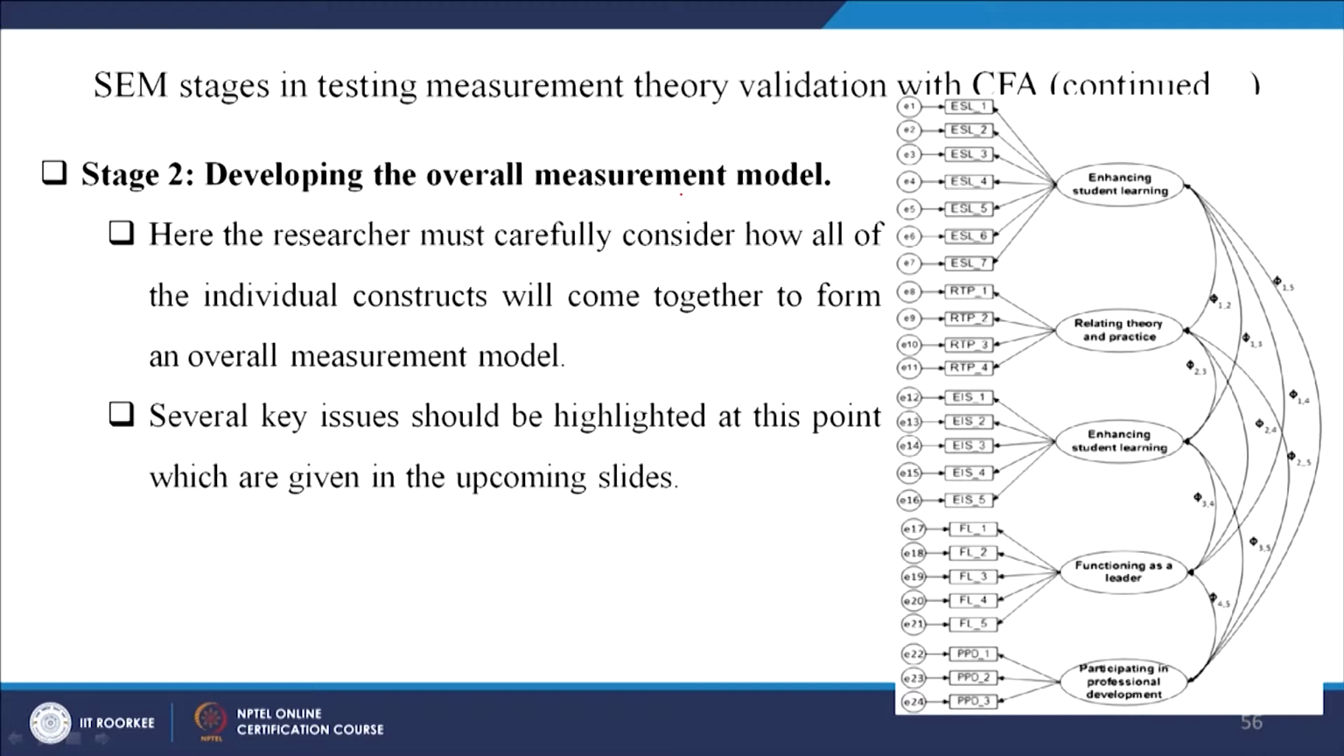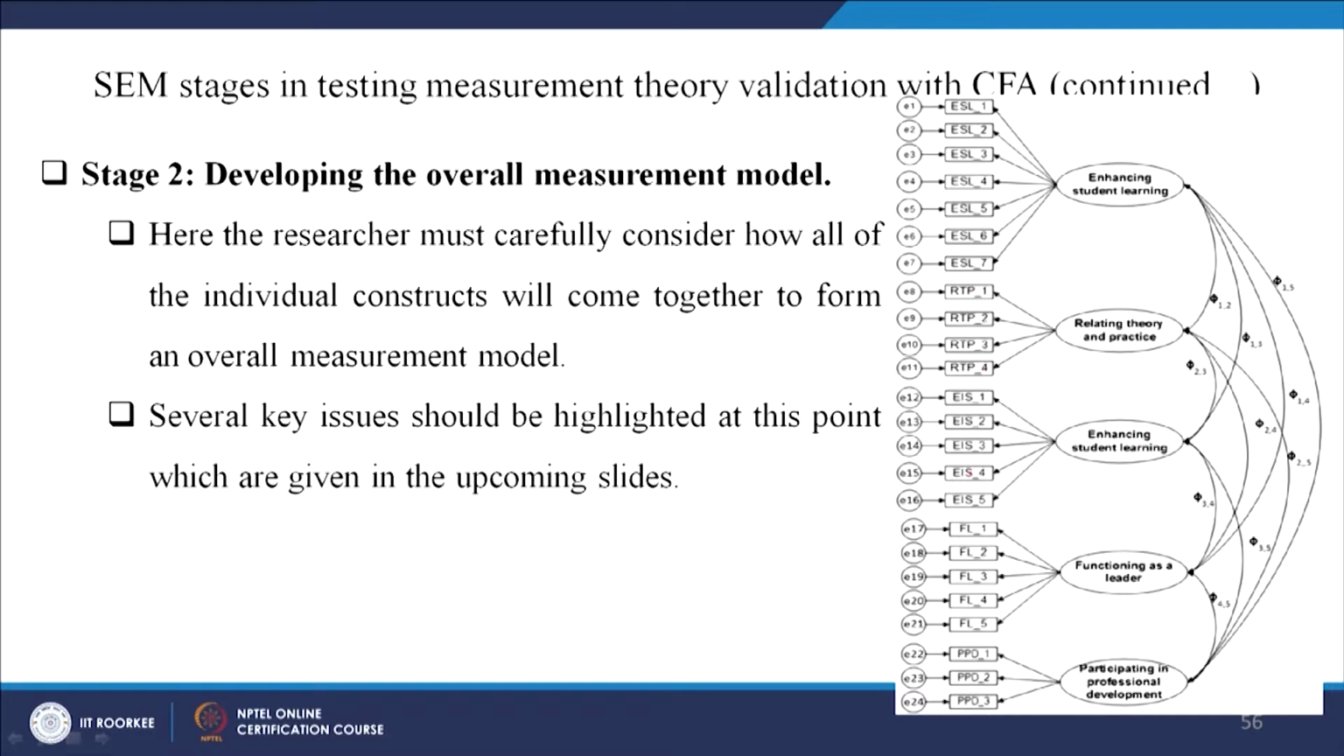Stage 2, you develop the overall measurement model. Now, you see this is just an example. So, you can see there are constructs: construct 1, construct 2, construct 3, construct 4, construct 5. Each construct has several variables, can you see? So, this one has 1, 2, 3, 4, 5, 6, 7. This one has 1, 2, 4, this one has 5.